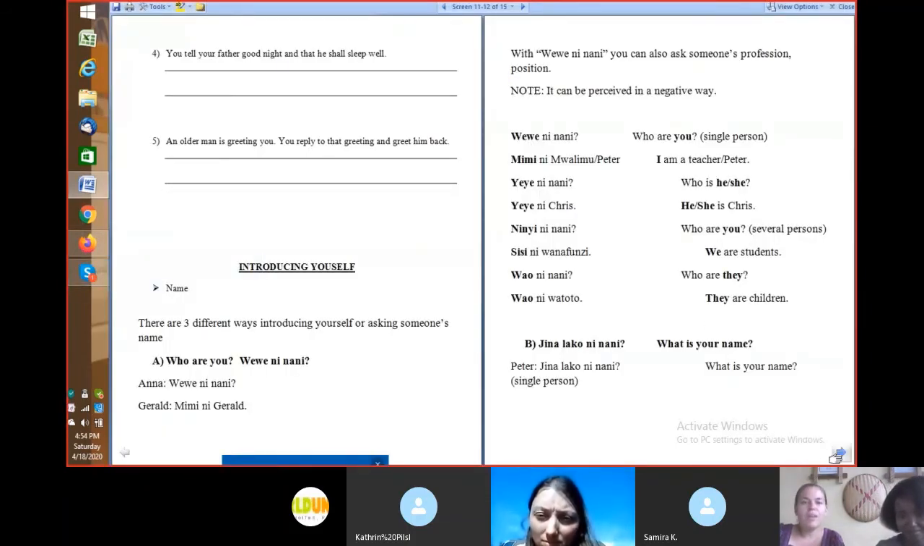Okay. There are 3 different ways of introducing yourself or asking someone's name. The first one is who are you? Wewe ni nani? So wewe ni nani? It is a little bit tricky because it is not really the proper way of asking someone who he is. You can ask with this question even someone's position. So showing kind of a hierarchy.